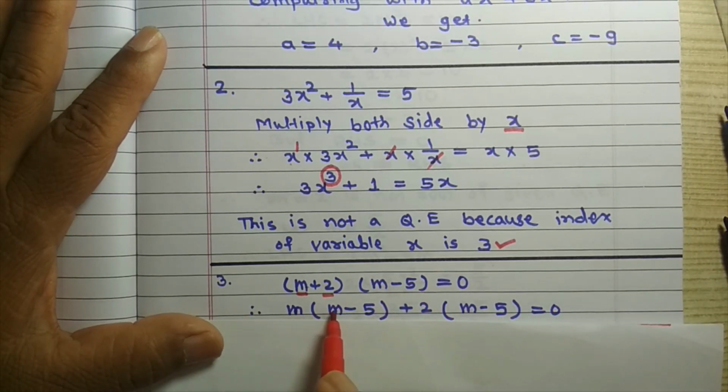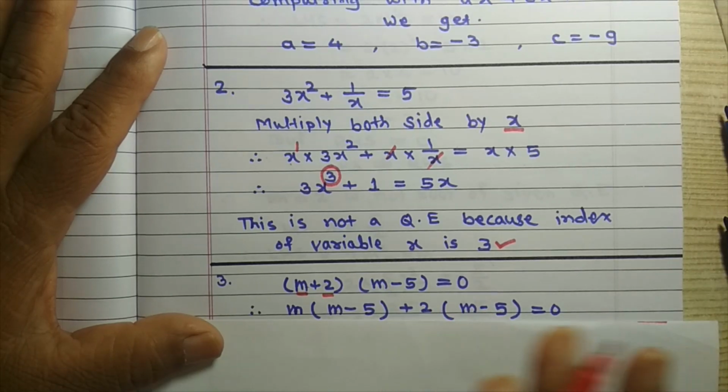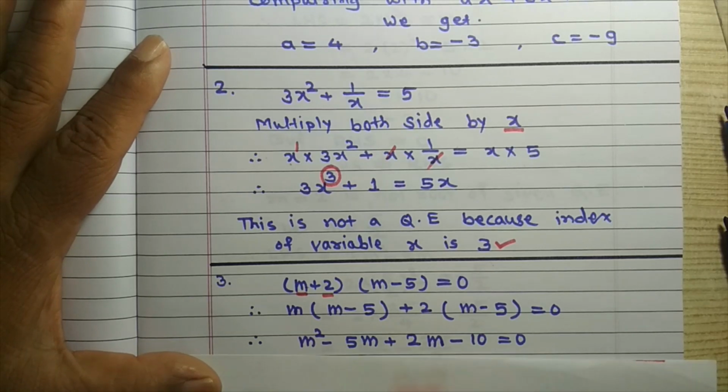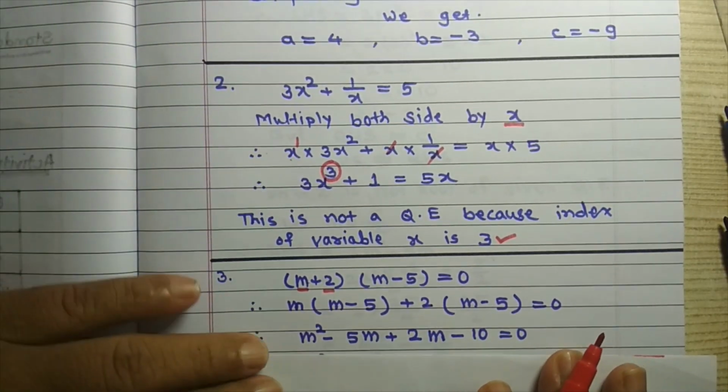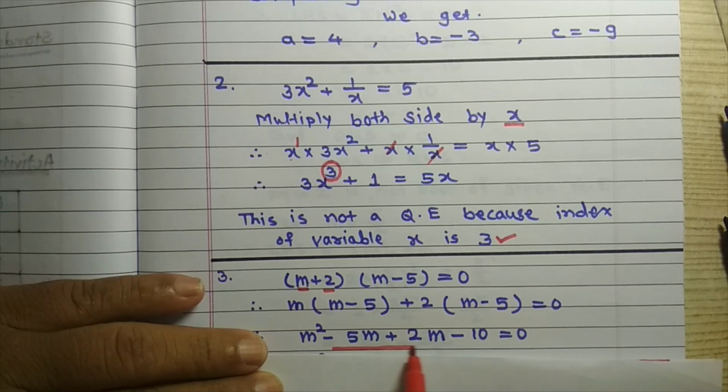M into m means m square, m into minus 5 means minus 5m, plus 2 into m means plus 2m, plus into minus is minus, that will be minus 10 is equal to 0. That is like this: m square minus 5m plus 2m minus 10 is equal to 0. These are the like terms.